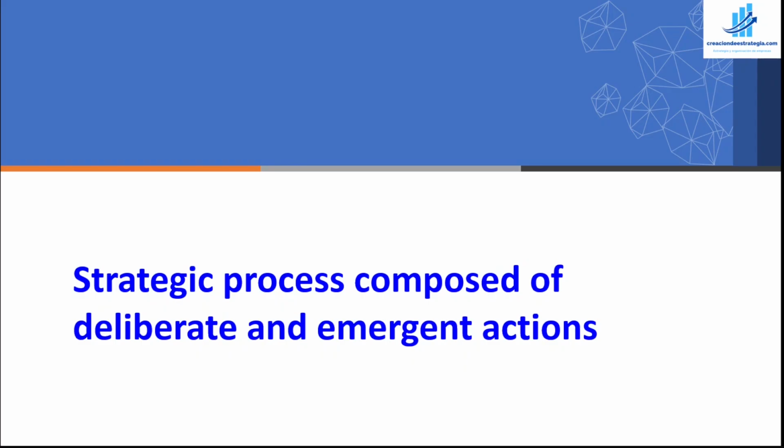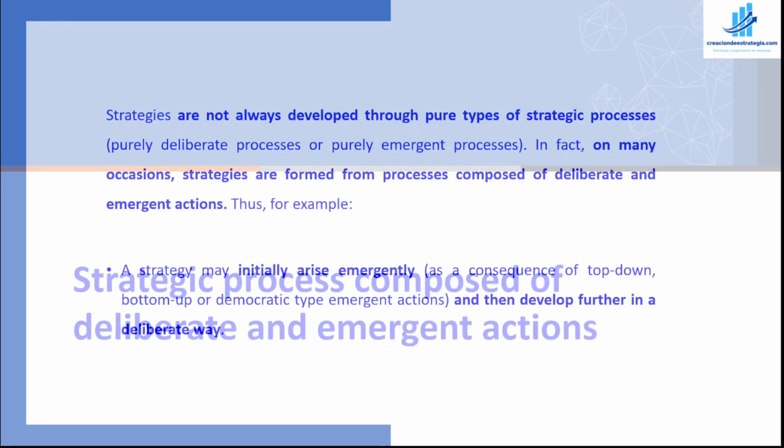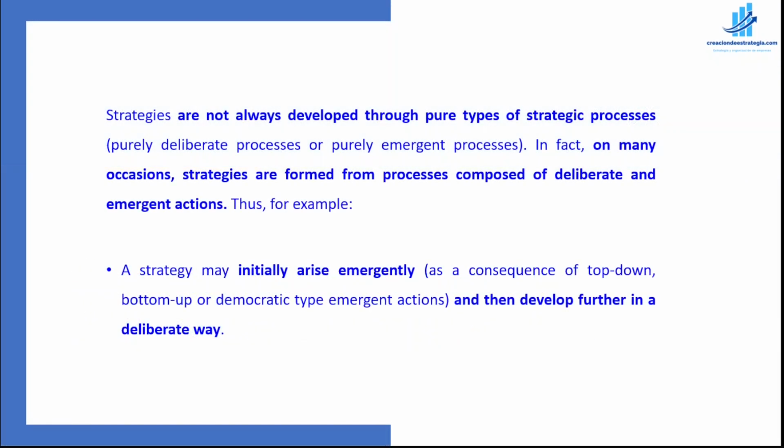Finally, let's look at the strategic process composed of deliberate and emergent actions. Strategies are not always developed through pure types of strategic processes, purely deliberate processes, or purely emergent processes. In fact, on many occasions, strategies are formed from processes composed of deliberate and emergent actions. Thus, for example, a strategy may initially arise emergently as a consequence of top-down, bottom-up, or democratic-type emergent actions, and then develop further in a deliberate way.